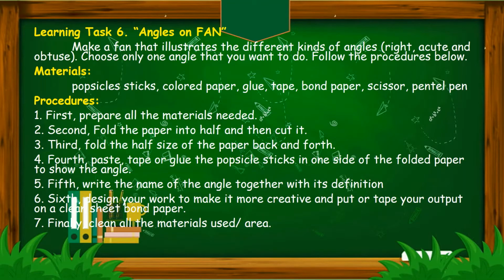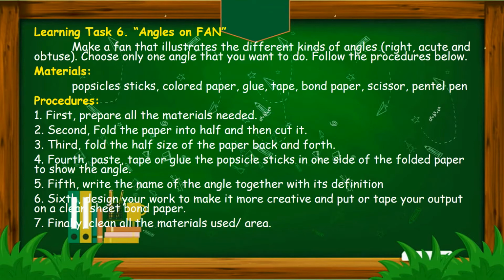For our learning task number 6, it is entitled Angles on Fun. In this learning task, you need to make a fan that illustrates the different kinds of angles. It can be right, acute, and obtuse. Choose only one angle that you want to do. Follow the procedures below. And here are the materials to be used. Popsicle sticks, colored paper, glue, tape, bond paper, scissor, and pencil pen.